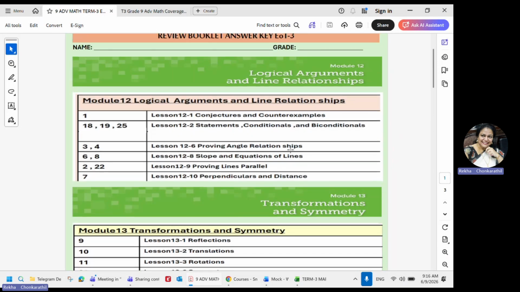Let's try to complete module 12 first. So from module 12, these are the questions. These questions are not in the order. So from question 1, I'll be jumping to question 18, but all these 11 questions will be covered from module 12 first before we move on to the next module. Is that okay?